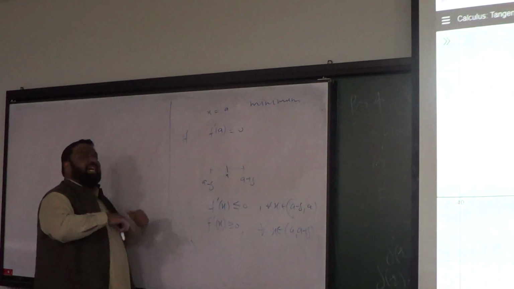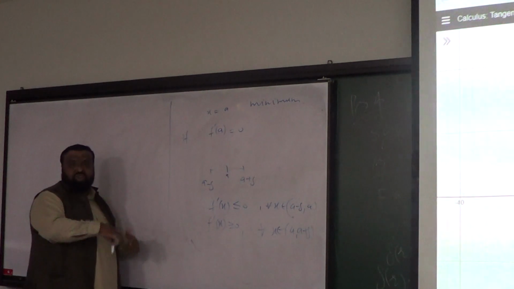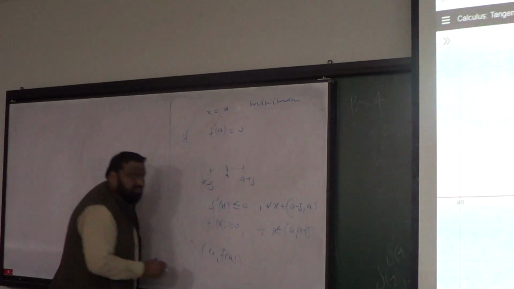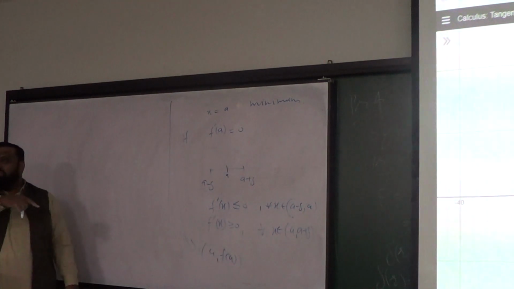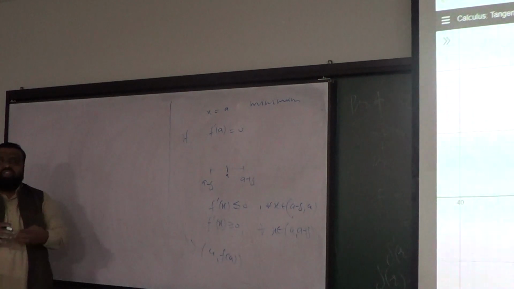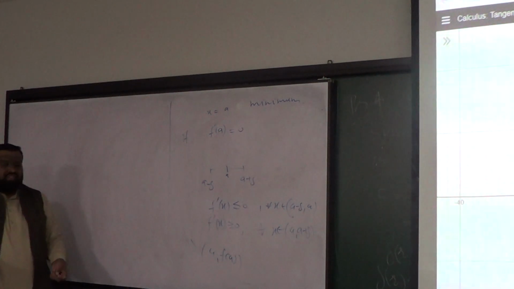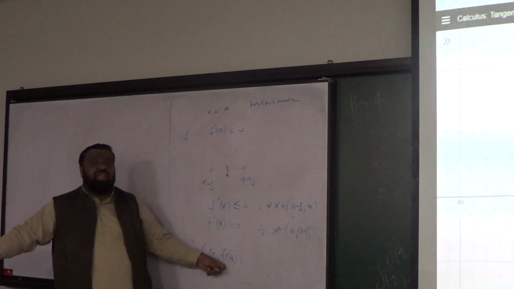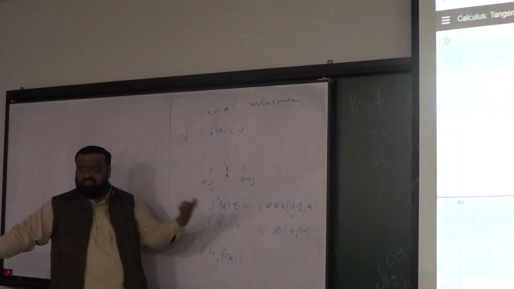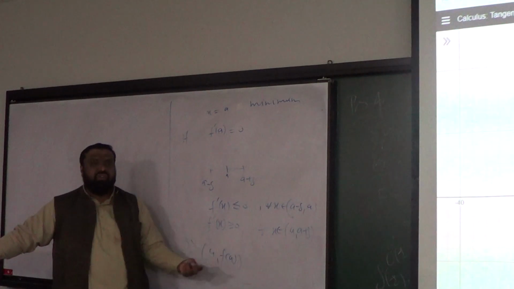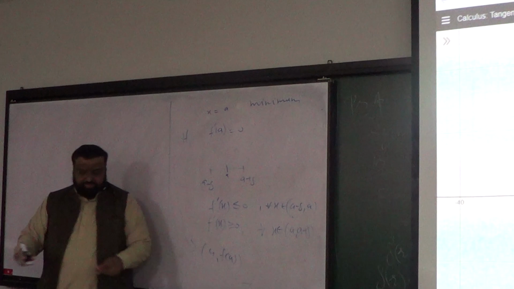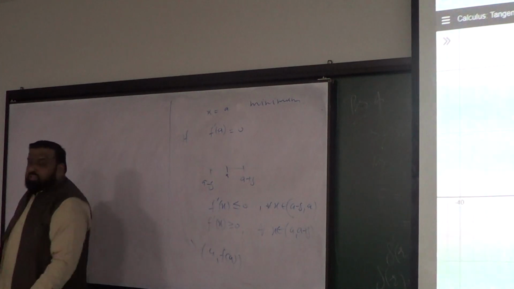So where would that point be on the graph? This would be the point on the graph: A, f of A. That's the point on the graph which is really the minimum. So A is the point where the minimum occurs, and f of A is the minimum value. That's really the minimum value, and this is the point on the graph.